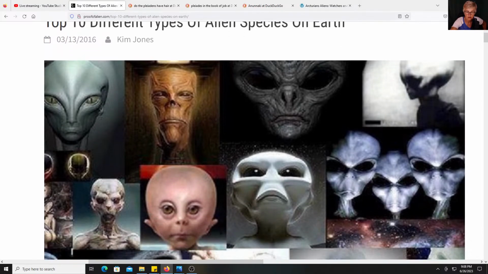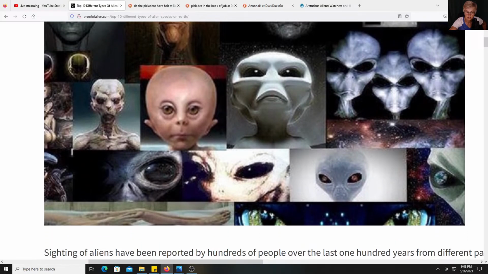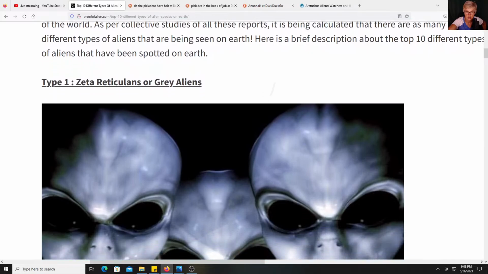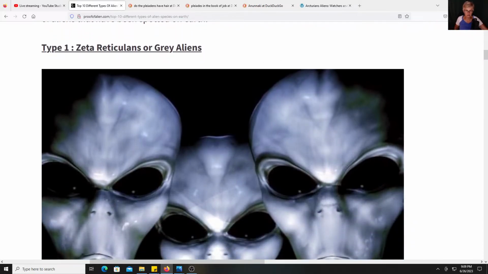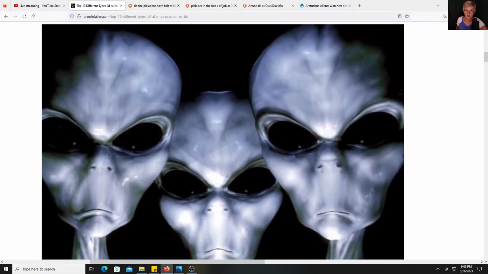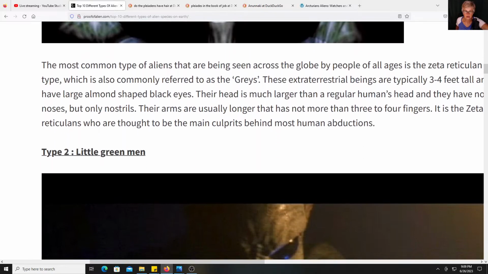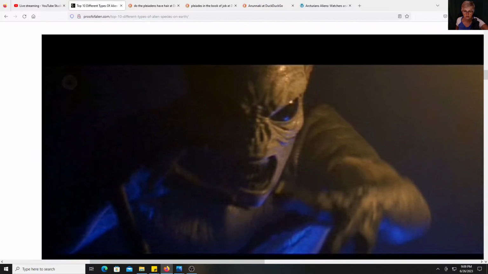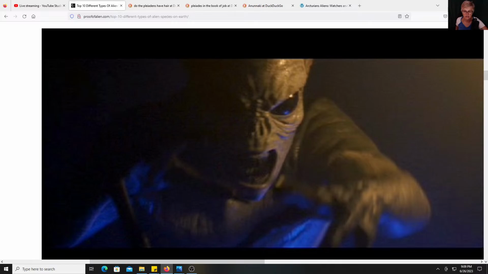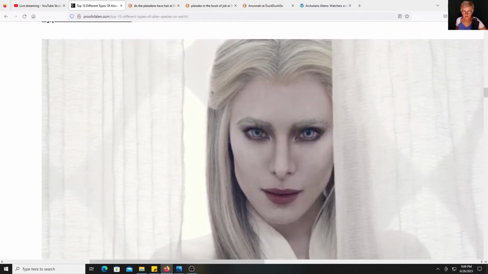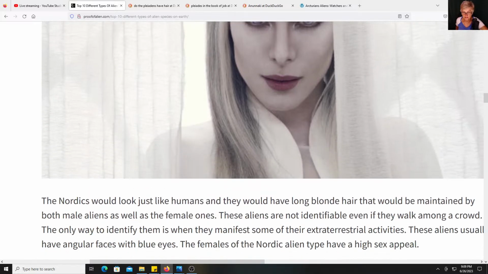Alien species on Earth. And you can see it's sightings of them. Zeta Reticuli. Zeta Reticulin or gray aliens is the #1. They kind of look, yeah, I think got some sunglasses on. Then we have the little green men, and it looks like a demonic evil being, and I don't want to look at it. We have the Nordic aliens, blonde hair, blue eyes. The men and the women have it.